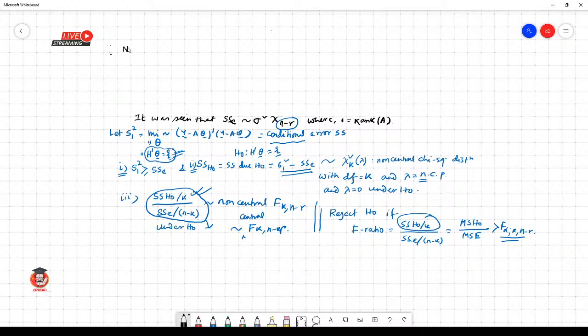Now, it is given that H prime theta curl is estimable, and we know if H prime theta curl is estimable, then h_i curl, where h_i is the i-th column of the H matrix, and the order of H is p cross k, belongs to the column space of A prime A.